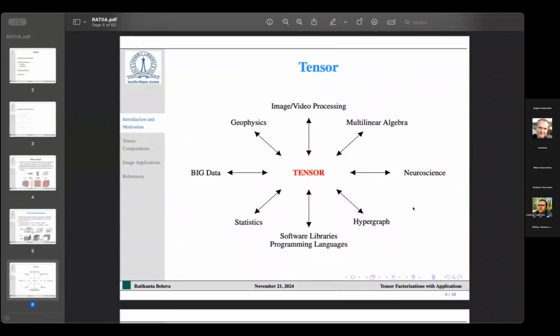Now, from the application point of view, we are specifically focused on image applications. However, there are many applications of tensors, for example multilinear algebra. One simple example is AX equal to B, a linear system of equations that we are trying to solve, and many applications have AX equal to B.